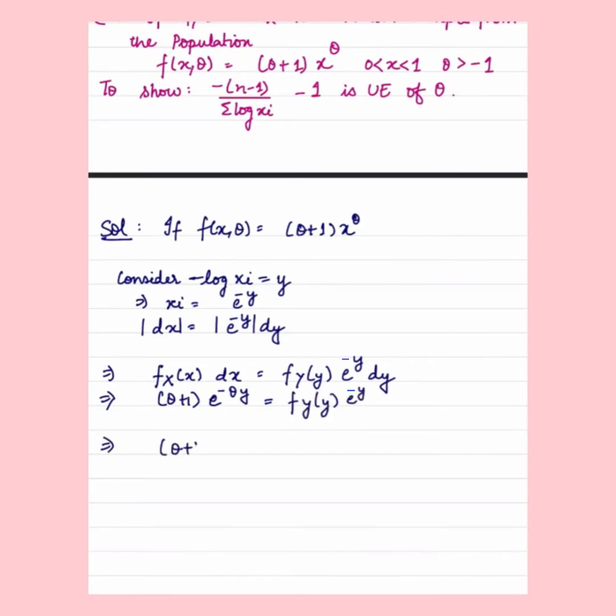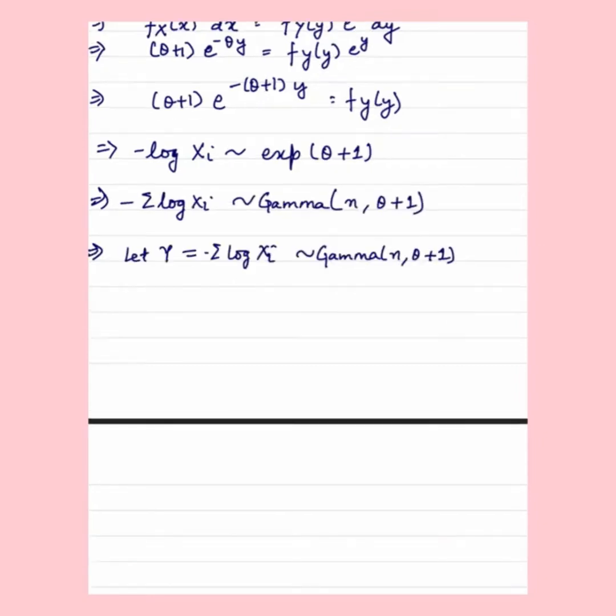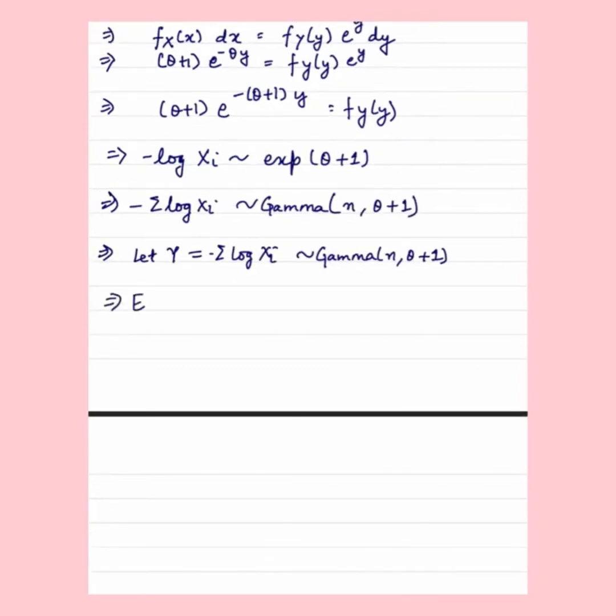we get (theta plus 1) e to the power minus theta y equals fy into e to the power minus y, which is equal to (theta plus 1) into e to the power minus (theta plus 1) y equals fy. Hence, minus log xi belongs to exponential (theta plus 1). If we take summation, minus summation log xi belongs to gamma(n, theta plus 1).